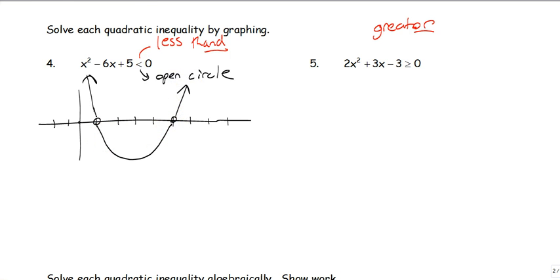So you can either test a point or think about it as an AND graph. If it's an AND graph, the solution will be between these two. So that means that x will end up being between 1 and 5 for this problem. You can do a test point to double check. Pick 0. 0 does not work, right? Well, it shouldn't work. Let's look up here. 0 plus 5 is less than 0.